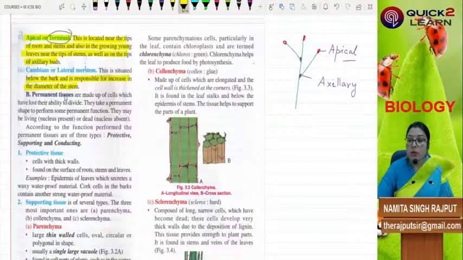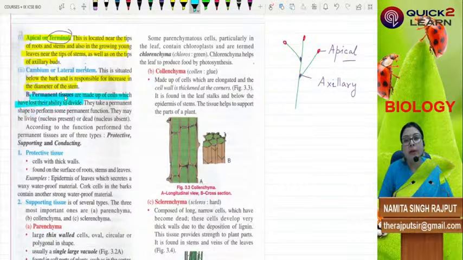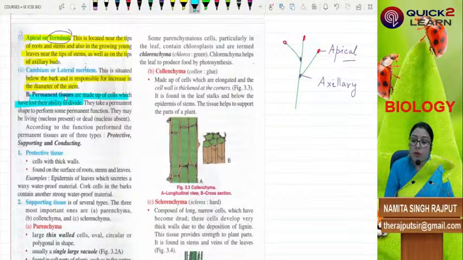meristematic tissues. Now second is permanent tissues. Now permanent tissues are made up of cells which have lost their ability to divide. This we've already learnt, that permanent tissues will be those meristematic tissues which have lost their ability to divide, and they will be specialized into something else. They will be performing a specific function as per the requirement of the plant. So they take a permanent shape to perform some permanent function.